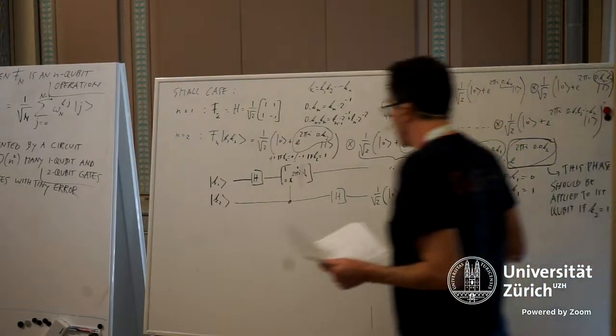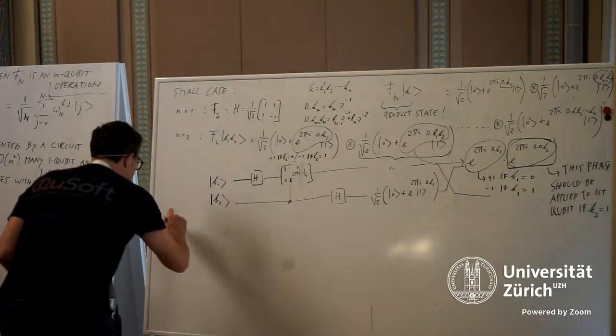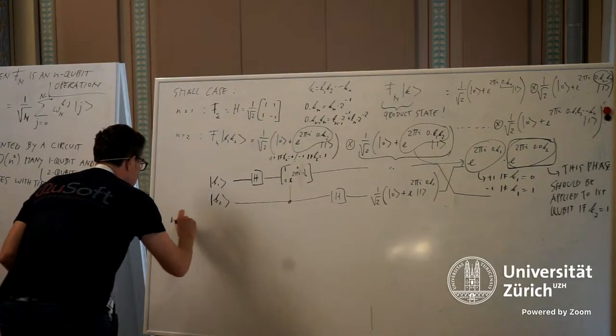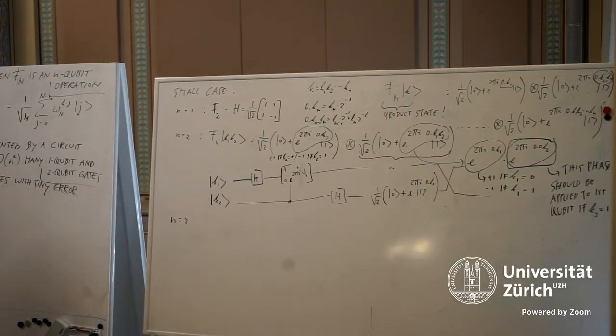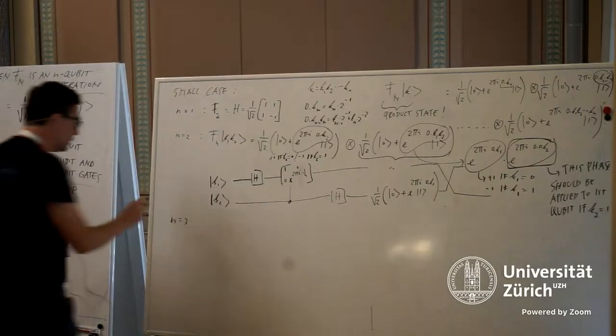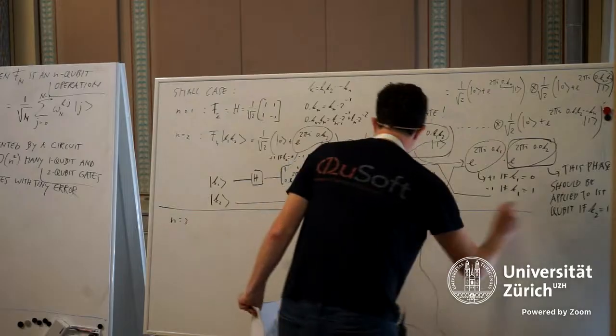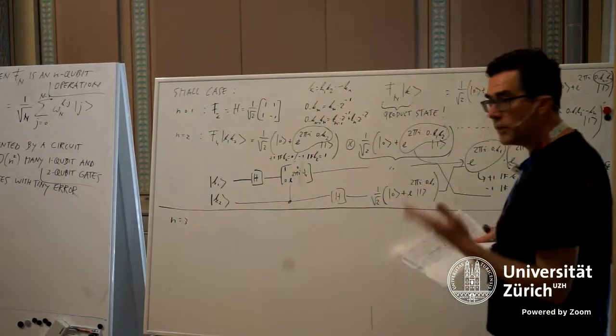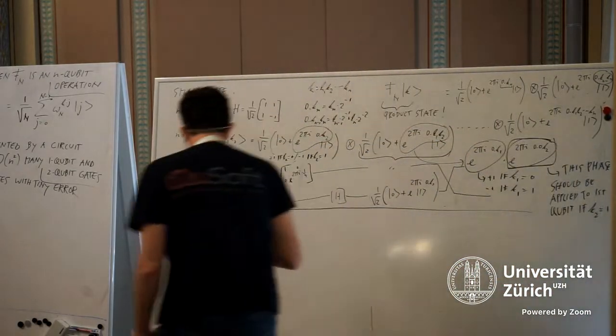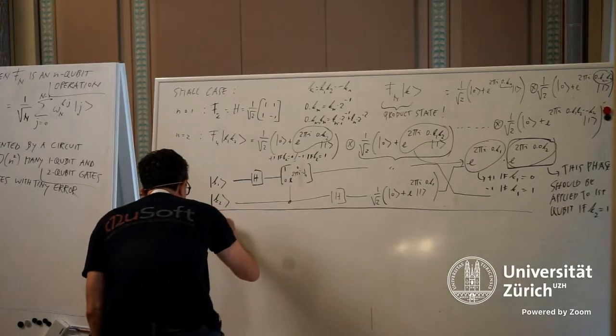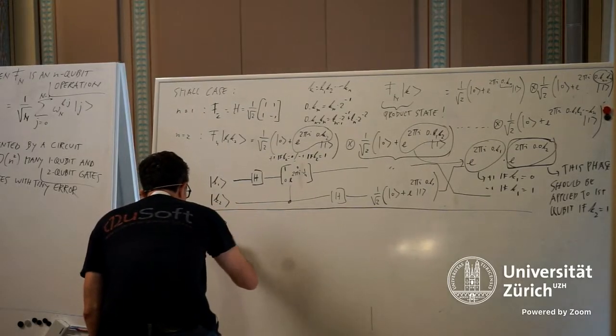Let me also write down the circuit for n equals 3, and you will probably see the structure of the circuit appearing. Then we'll count how many gates we're actually using. So what does it look like for n equal to 3? Now we start with a basis state of 3 bits, K1, K2, K3.